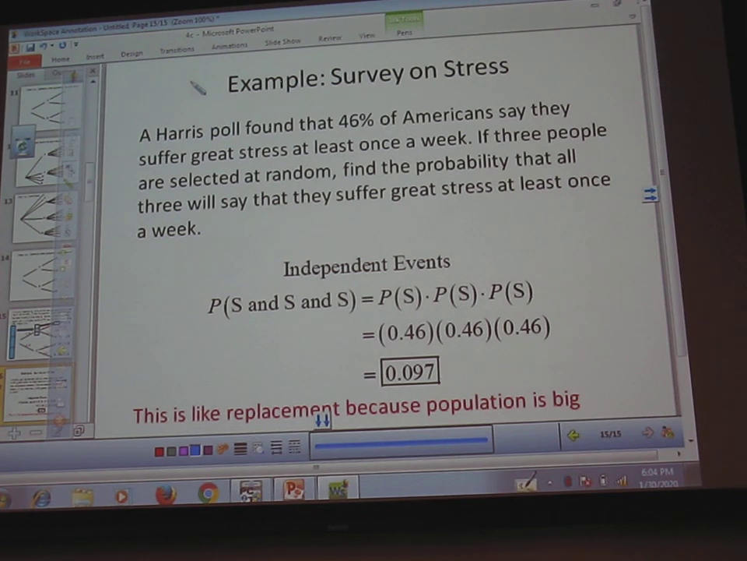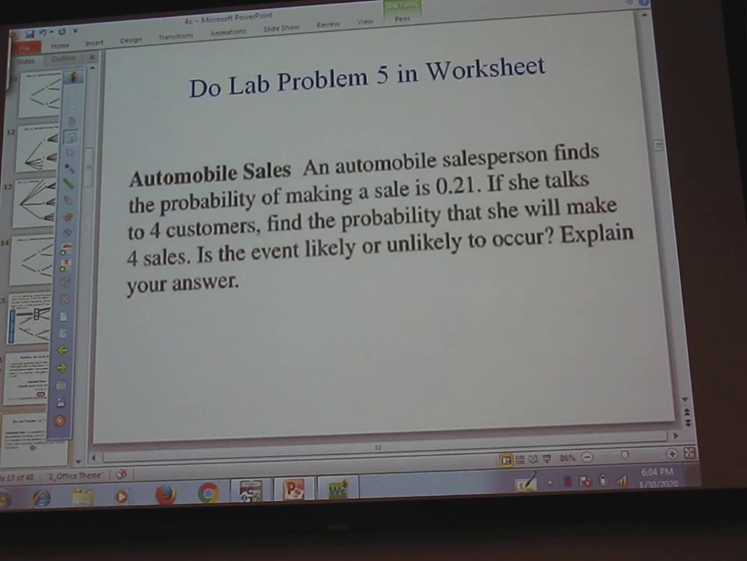Good? All right, so you guys do your lab problem number 5 in your worksheet.